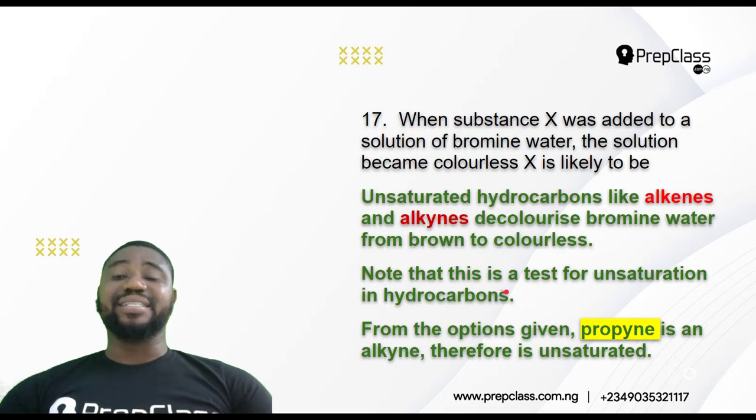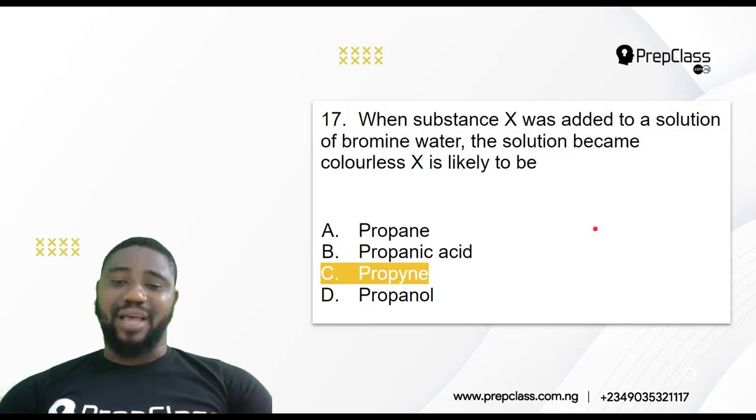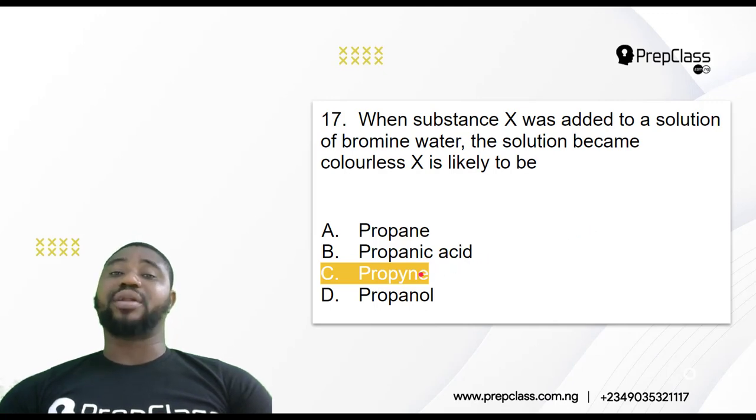Remember I said that this is a test for unsaturation in hydrocarbons. So from the options given, propyne is an alkyne, therefore it is unsaturated. So propyne is the answer, because propyne will be the one that will decolorize bromine water to colorless. Why? Because it's an alkyne and it's an unsaturated hydrocarbon. C is the correct answer.